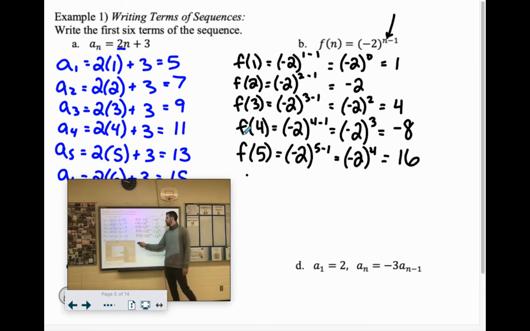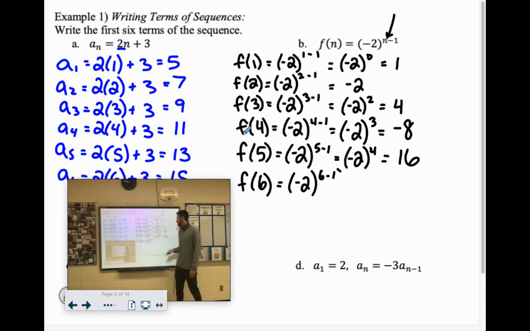And we need to do the 6th term of this sequence. So negative 2 to the 6 minus 1. Negative 2 to the 5th. Odd exponent means it'll come out negative 32.